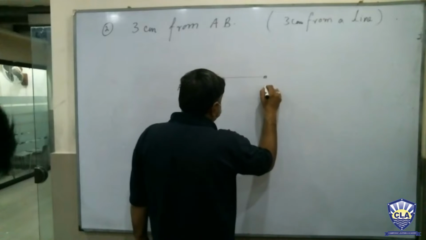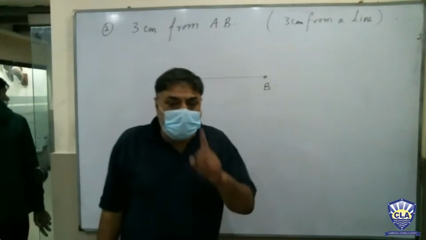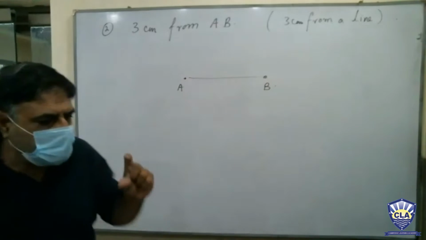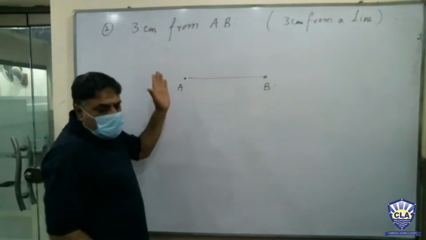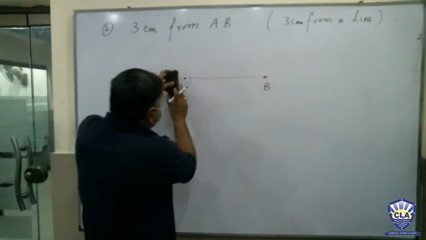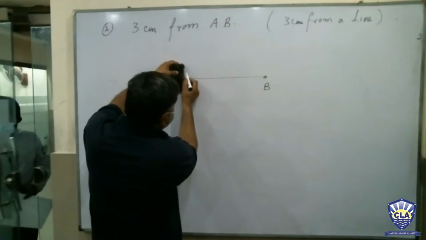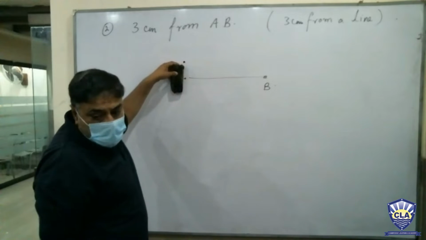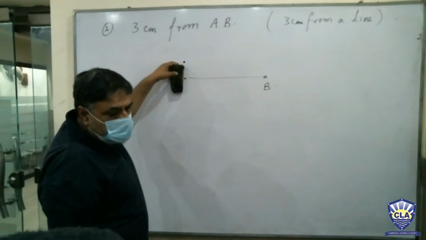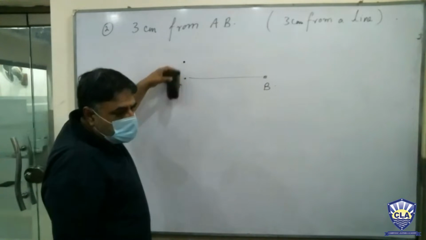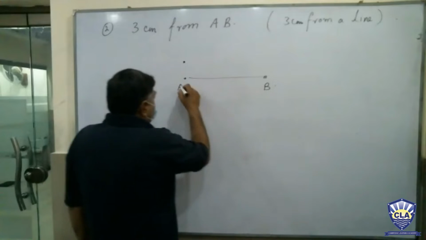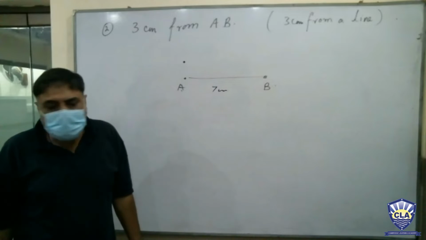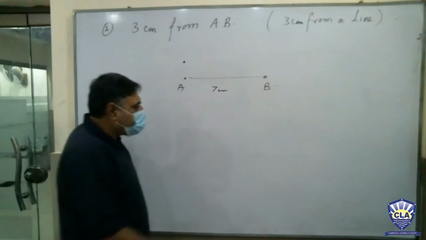AB line AB. Now 3 centimeter from AB, so 3 centimeter from AB, where is the ruler? It is the ruler. Measure the distance 3 centimeter. Sir, how long should the line AB be? Should that also be 3 centimeter? No, maybe 7 centimeter. Maybe 12 centimeter.